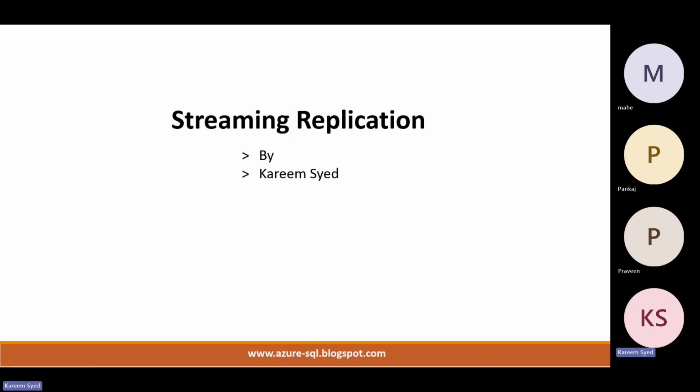Here we'll see first the architecture, then the prerequisites to configure streaming replication, then how to perform it. Then we'll see monitoring and how to do manual failover, like role switching, primary to secondary and secondary to primary. Then how to implement automatic failover. Suppose tomorrow the primary goes down, how does the secondary become primary?